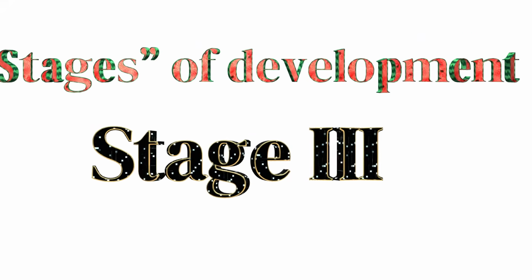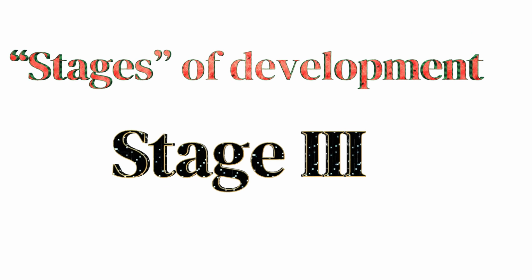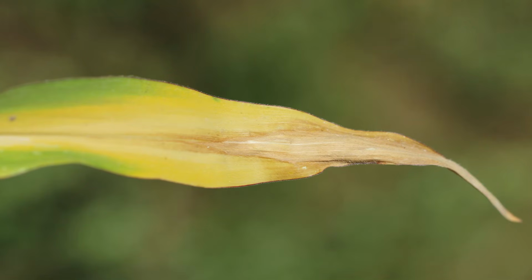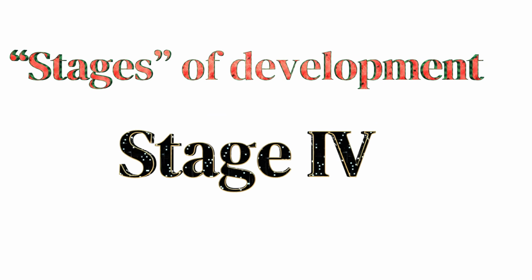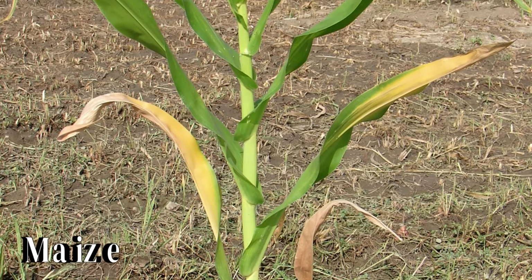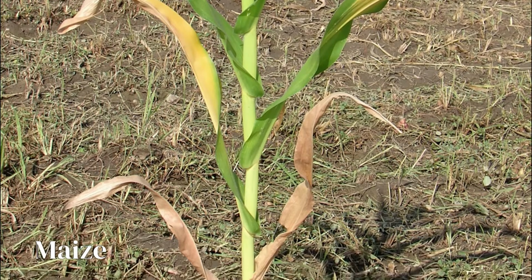Stage third. Brown necrosis starts from the tip of the leaf and proceeds towards the leaf base. Stage 4. The older leaves become pale brown and dry.